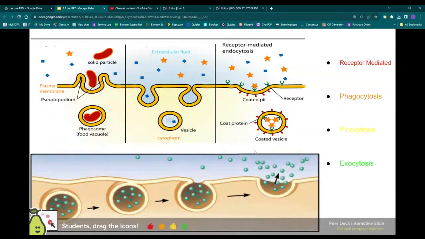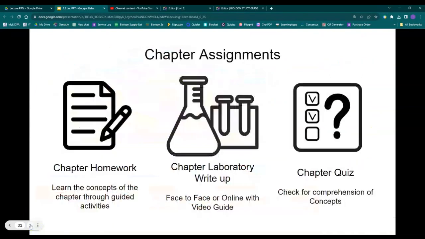In this exercise, I was asking my students to identify different types of bulk transport. Remember, bulk transport is still active transport. So receptor-mediated, of course, is going to be this one. Phagocytosis is going to be this one. Pinocytosis is going to be this one. And then exocytosis is exiting. It's going to be where the vesicle exits by fusing with the membrane and then pushing its contents outward.